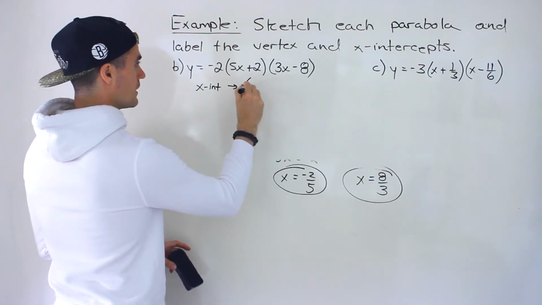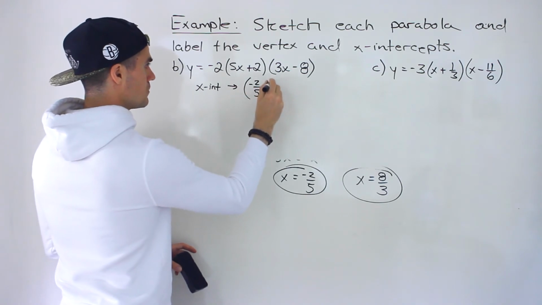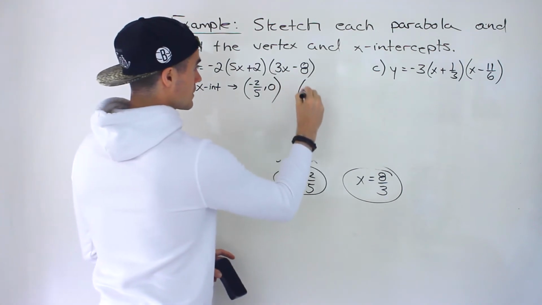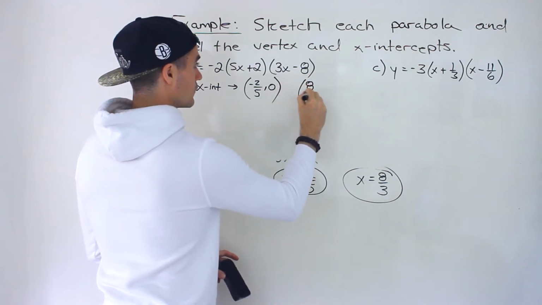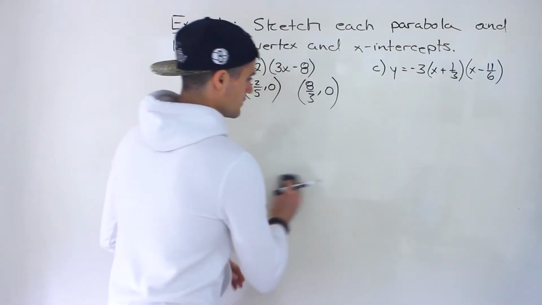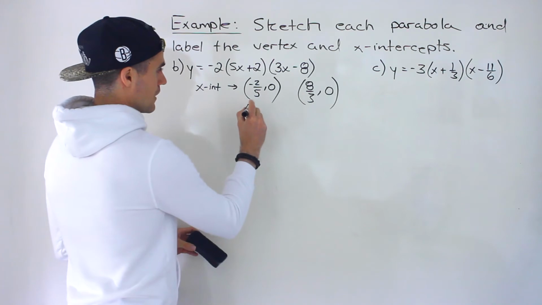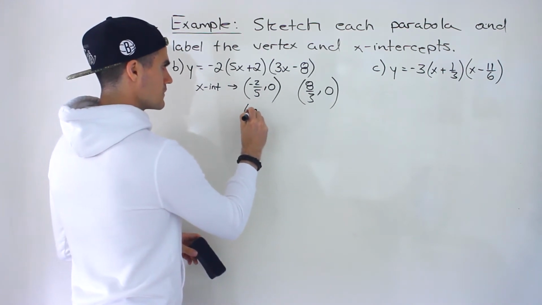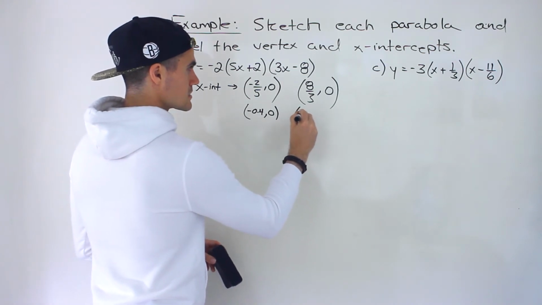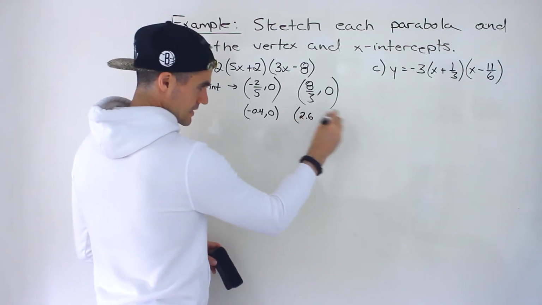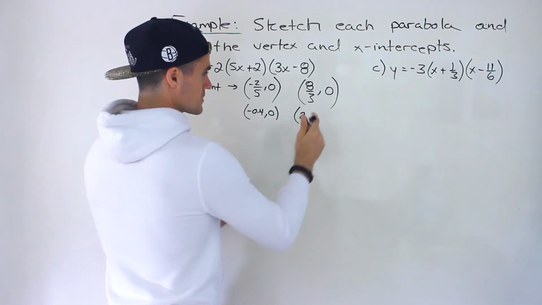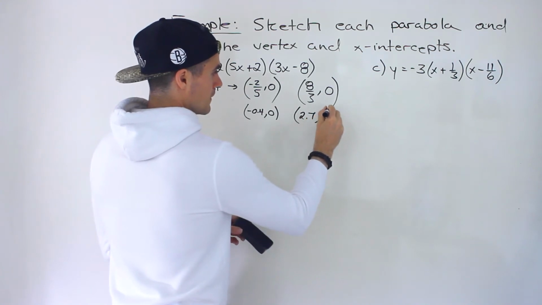So we'll have negative 2 over 5 and 0. That's going to be one of the x-intercepts, and then the other x-intercept is going to be 8 over 3 and 0. Now let's also keep track of the decimals. The decimal value of negative 2 over 5 would be negative 0.4 and 0. And then 8 over 3, that's 2.66 repeating. So let's just round to one decimal place. So we'll have 2.7 and 0.